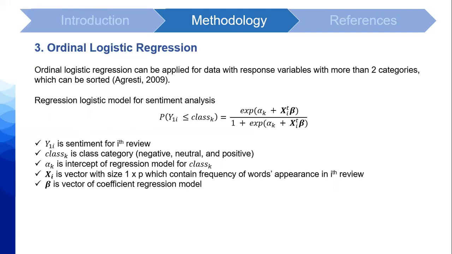Ordinal logistic regression. Ordinal logistic regression can be applied for data with a response variable with more than 2 categories which can be sorted, according to Agresti 2009. The following is the formula to calculate the cumulative probability for each class from each review.